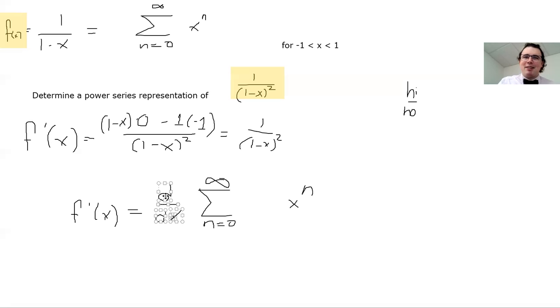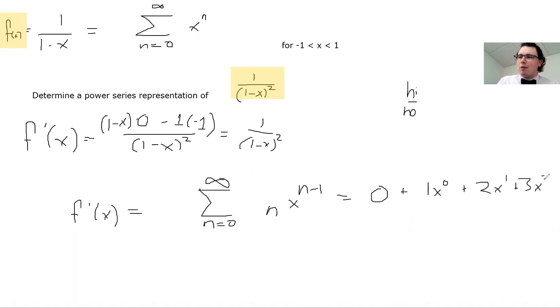And in power series, I can say that the derivative of a sum of a bunch of things is the same as the sum of the derivatives of a bunch of things. And so how do I calculate this? I'm going to bring my exponent down as a coefficient. New exponent is 1 less. So this power series is then going to start 0 plus 1 x to the power 0 plus 2x to the power 1 plus 3x to the power 2 and so on.